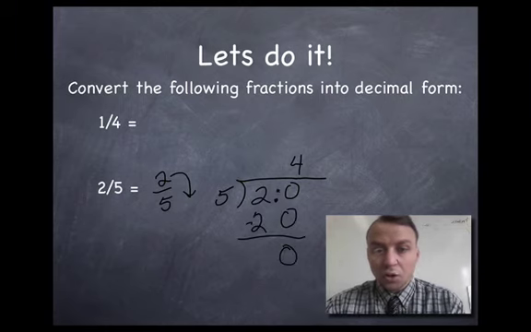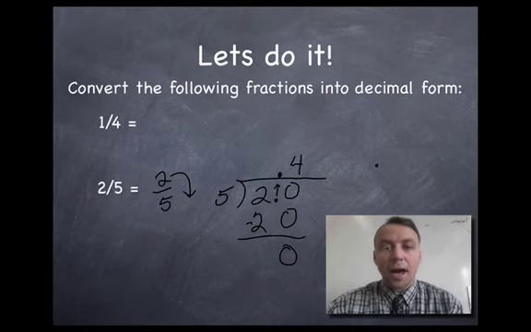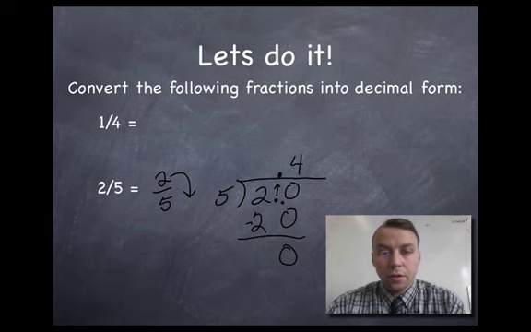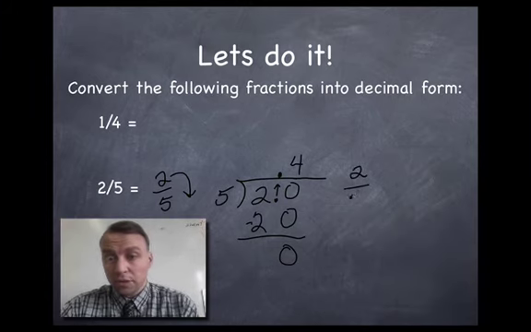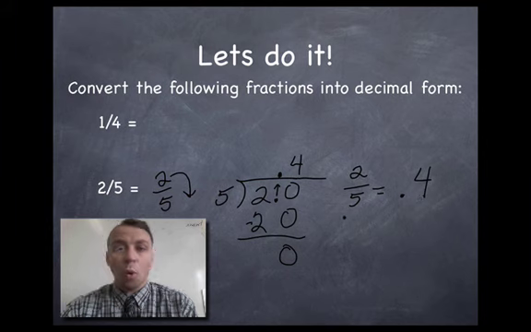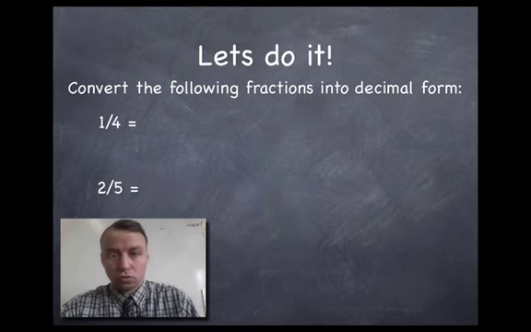And 20 minus 20 is 0. There is no remainder, so all we have to do is make sure that decimal point gets in the right spot, just right above. So what is 2/5 in decimal form? Well, it was easier than you might have thought it was, right? If you know how to do long division, you know that 2/5 is 4/10 or 0.4. Cool, huh? All right, let's do one more.